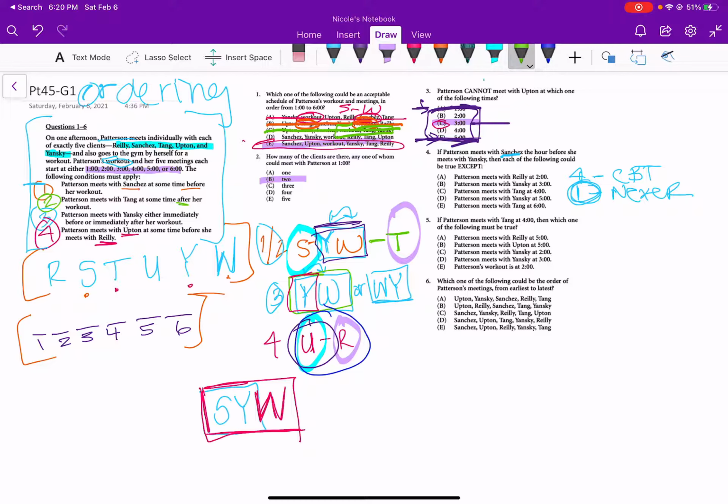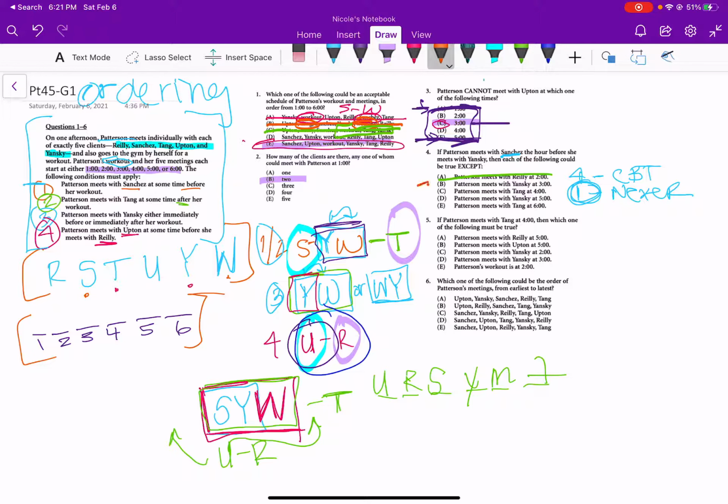So what does this mean in regards to the rest of our rules? It just means that we know that T has to come after this at some point, and that U has to come before R. We don't know if U goes here, we don't know if U goes here, but we just know that this is a block and the rest of the things are happening. So let's go ahead and see which one could never happen. So A, P meets with R at 2 o'clock. So 1, 2, 3, 4, 5, 6. Could R go here? Absolutely, because we could go U, R, S, Y, W, T. So we'll just cross that off.